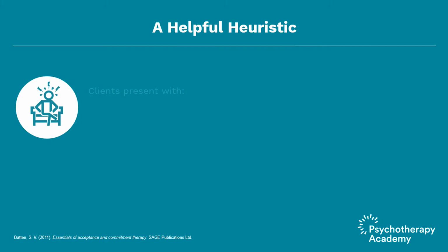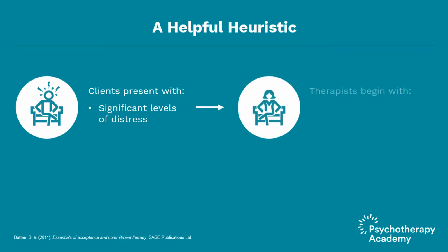For clients who present to treatment with significant levels of distress, appear tired of the struggle, or who clearly state that they wish to change something in their lives, the therapist may want to begin with creative hopelessness and present the ACT core processes, beginning with creative hopelessness, control is the problem, diffusion, and on from there.